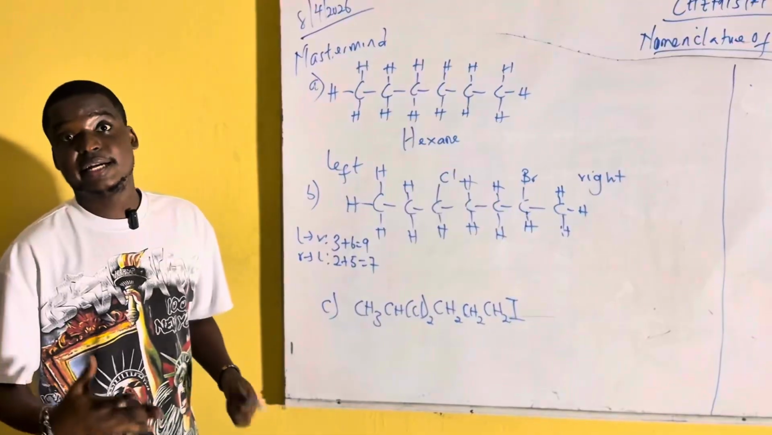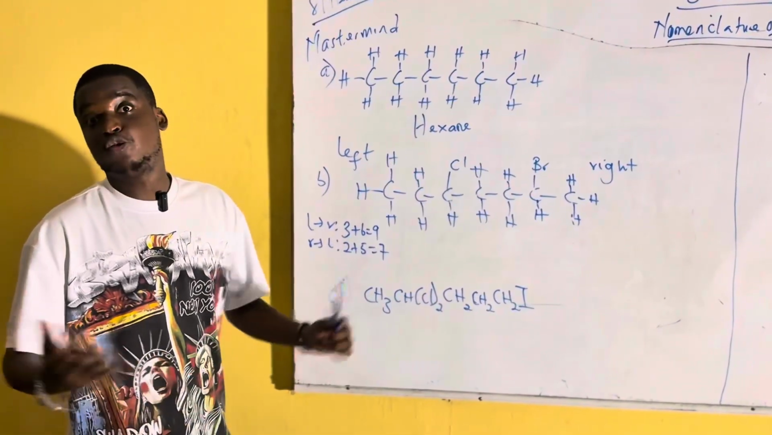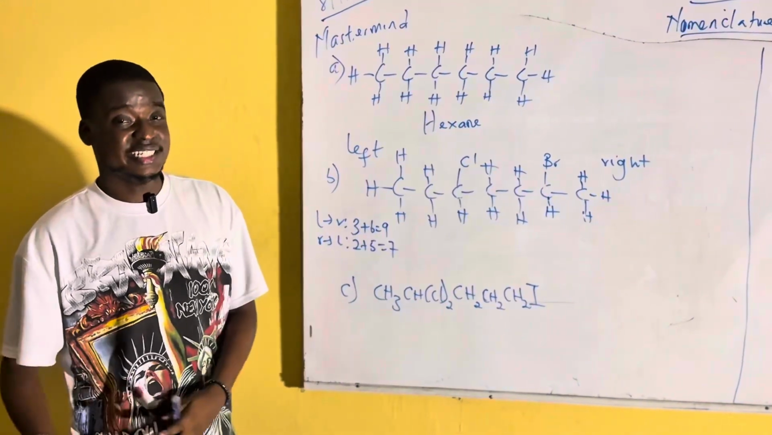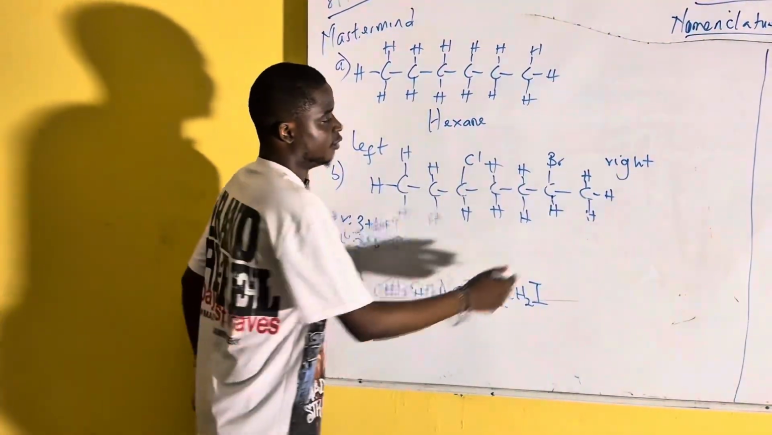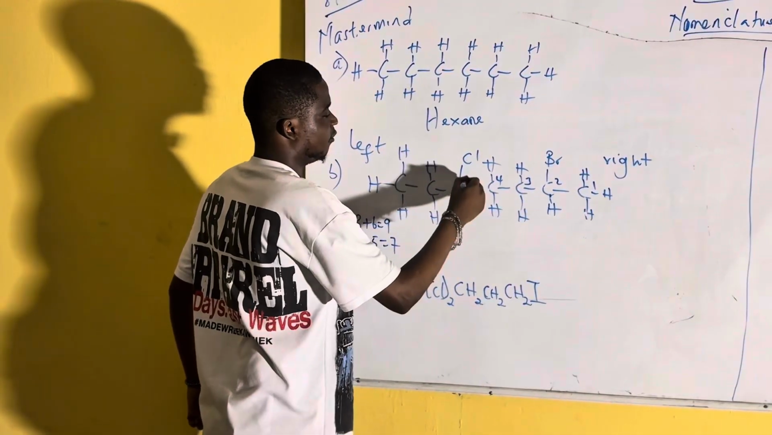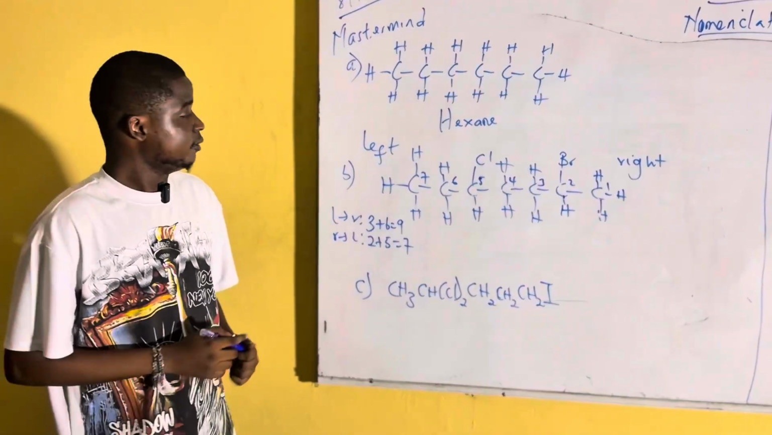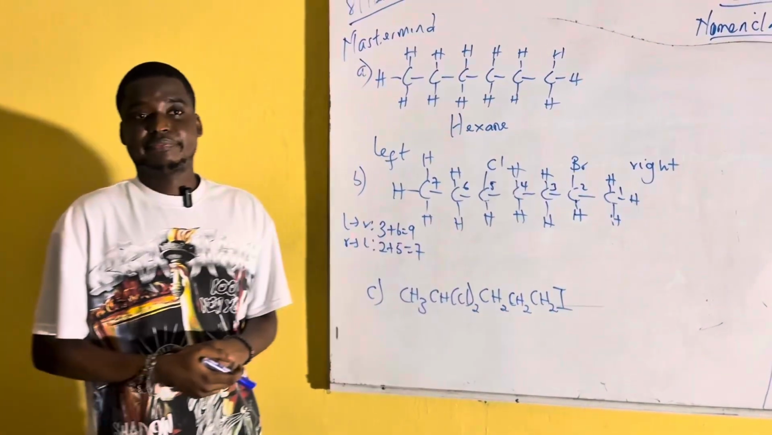So let me now number the chain. Please always make sure you know the path to follow before you number the chain. It makes your work very, very easy. So let's number. We have 1, 2, 3, 4, 5, 6, and 7. So now it's time to name it.